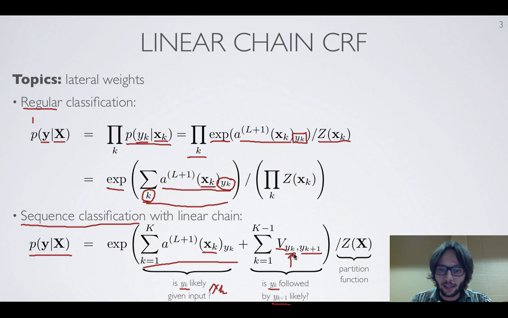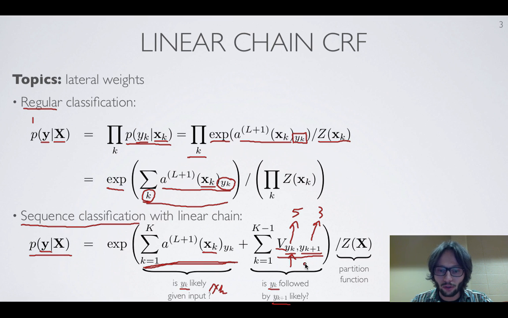And so V yk, yk plus 1: if yk in this sequence was equal to, say, 5, and yk plus 1 was equal to 3, then this term, for this particular value of k, would look at the entry at the 5th row and the 3rd column of matrix V. Okay. So to sum up, in a linear chain conditional random field, we keep the per position term that expresses how likely we think yk should be given its associated input xk.